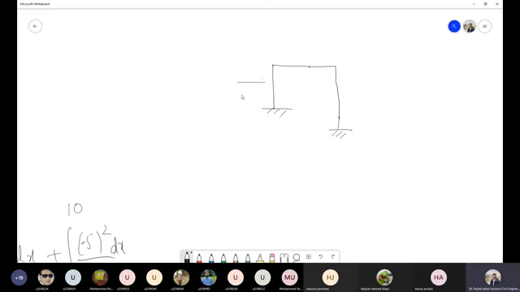We have 36 kilonewton. Over here, 3 meters, 3 meters. This is 96 kilonewton, 3 meters, 6 meters, and 7.5 meters. This has I, 2I, 3I. This is A, B, C, and D.